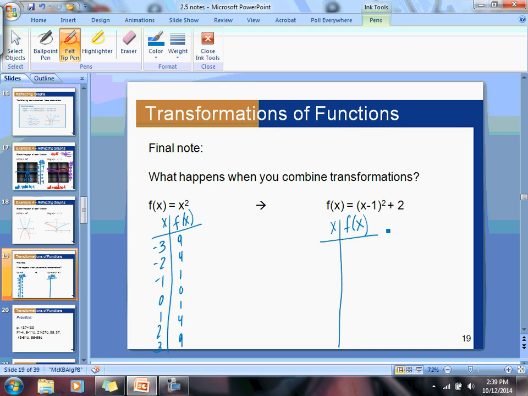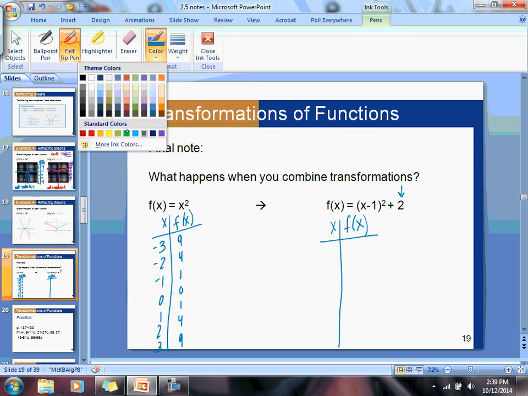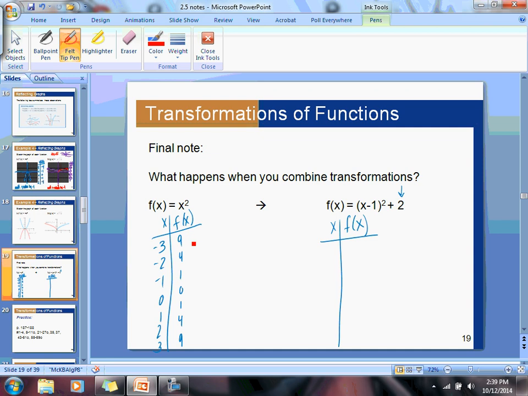Now, there's 2 things that are happening to this function. That x is being subtracted by a 1, and the whole function has a 2 that's being added on at the end. Now that 2 that's being added on at the end, that tells us that the whole graph is going to move up 2 values. So that means that I'm going to have to take all my y values and I'm going to have to add 2 to them. So then over here, I'll have 11, 6, 3, 2, 3, 6, and 11.